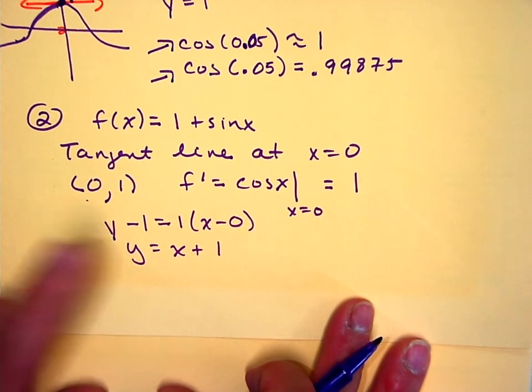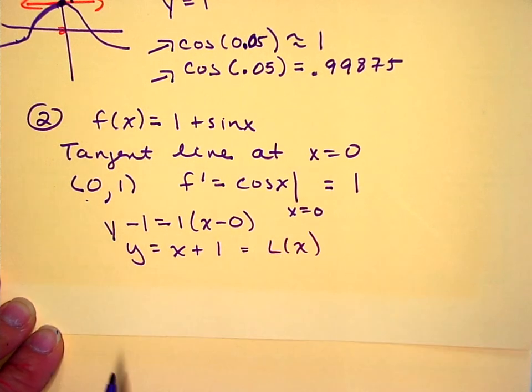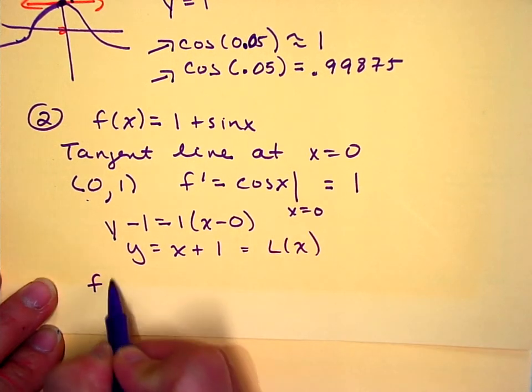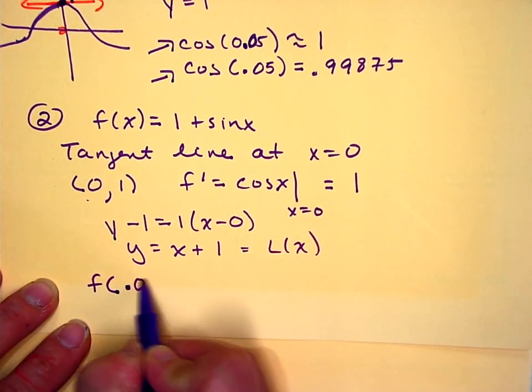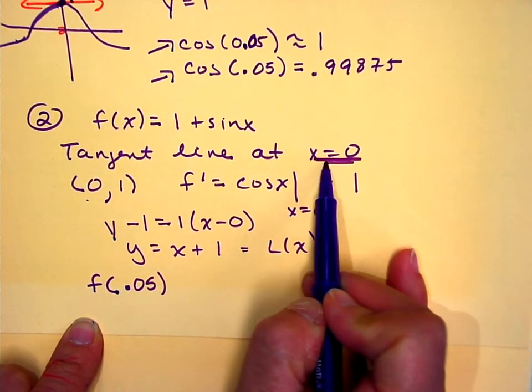So if I say approximate, and I'm going to call this L of x for right now, if I say approximate the value of the function at 0.05. Again, this only works for values very close to the point of tangency, which in this case is 0.